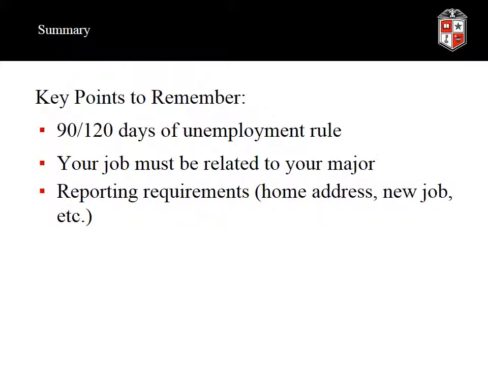So here are some very important points to remember as we conclude this presentation. You have 90 days to 120 days during which, on your OPT and your STEM OPT, you can stay in the U.S. if you are unemployed. So the 90 days is for the 12 months, and the total of 120 days would be for those who are on the 12 months and then are eligible for the extension.